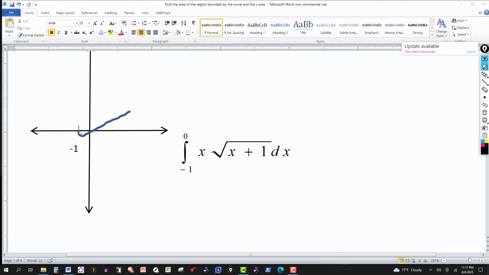So the graph is going to look something like this. It has to stay to the right of negative 1, and it passes through 0, 0. So the bounded region is right here. That's the area we're looking for, enclosed or bounded by the graph and the line y equals 0, which is the x-axis. So you simply set up the integral from negative 1 to 0 of this function.